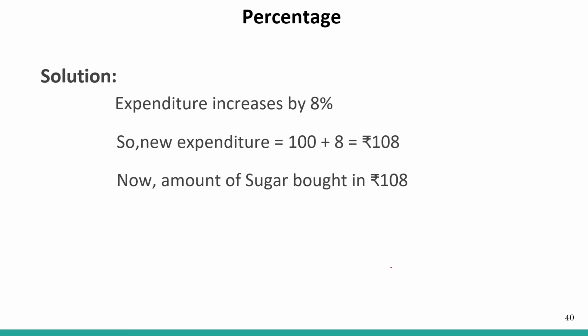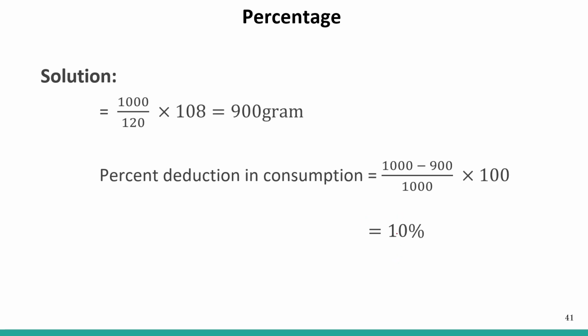Okay, so let's see, expenditure increases by 8%. So new expenditure is equal to 108. So the amount of sugar bought is for 108. Okay, so 1000 by 120 into 108 will give us the amount of sugar consumed. That is 900 gram. Okay, so 900 gram.